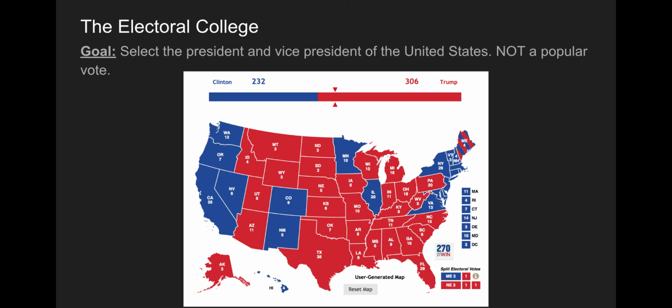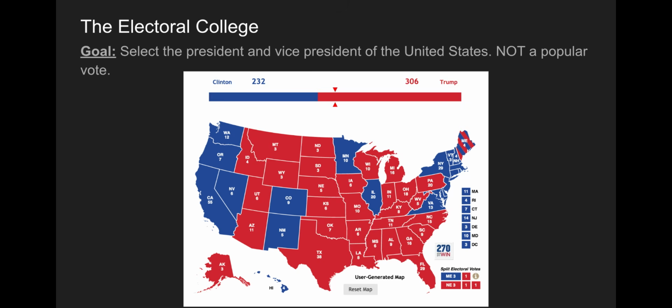So if you look at this map, this is from the 2016 election. This shows the election between Clinton and Trump. You'll see that each state has a number on it. That number represents the total number of electors for each state. So technically, you vote for the electors who then cast a vote for president. Nowadays, what that means is essentially that whoever wins that state gets the whole state.